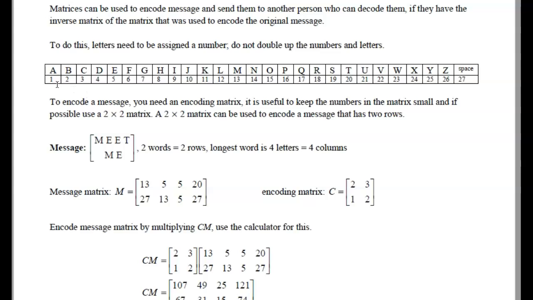Okay, so we're assigning numbers to letters. You can see here, letter A is the number 1, right up to Z, 26, and then we have 27 for spaces. So let's say we wanted to send to our friend the message, meet me. Okay, so you can see we've got 2 rows, and the word meet has 4 letters, me has 2 letters, but we've got 2 spaces. So we've got 2 rows, 4 columns. All right, so here's our message matrix here.